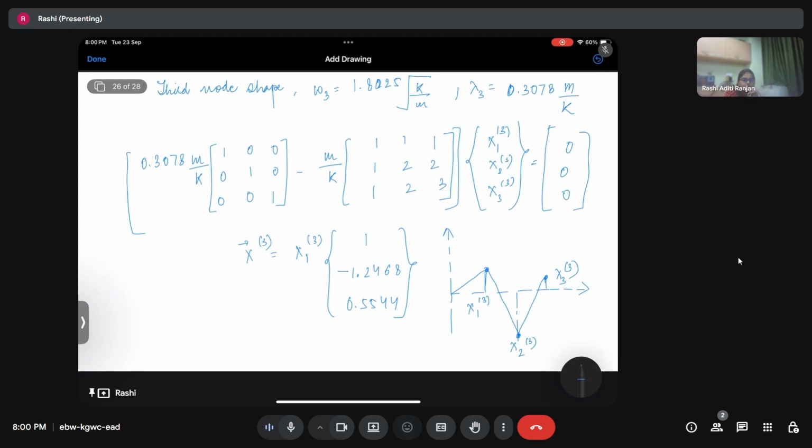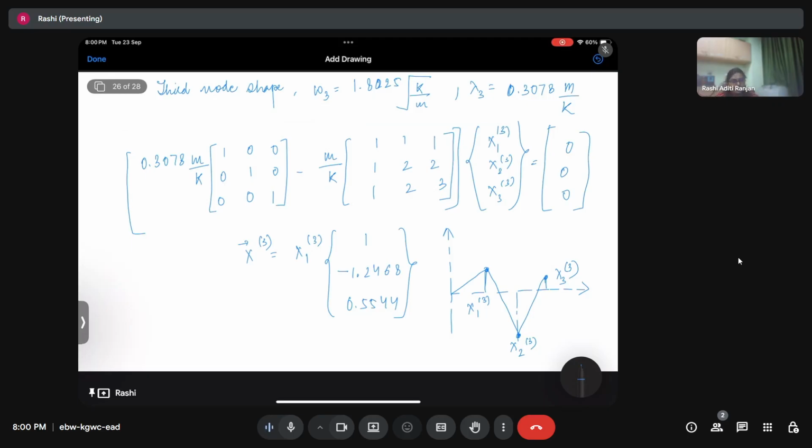And then the third mass is going to have around 50 to 55% of the amplitude of the displacement of the first mass. Okay, so in this case, the first and the third mass are going to be in the same direction, while the second one is going to be in the negative direction. Now, this is for the third mode shape. So, as we saw, for a 3 degree of freedom system, where we had to find out the modal frequencies and the mode shapes, what did we do?